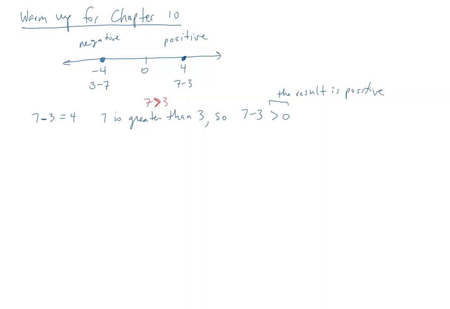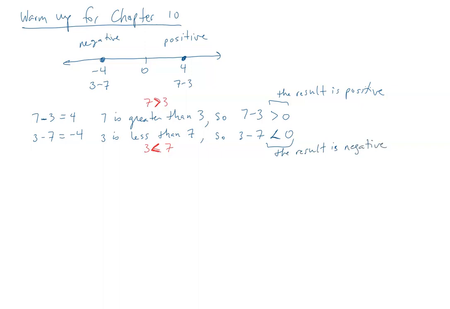And if we look at the subtraction in the other order, 3 take away 7, we got negative 4, and we could describe that as saying 3 is less than 7, going in the other direction. 3 is less than 7. It's the same thing in a way, just saying it in a different way. So 3 take away 7: when you start with a smaller number and subtract a larger number, you get something that is less than 0. The result is negative.